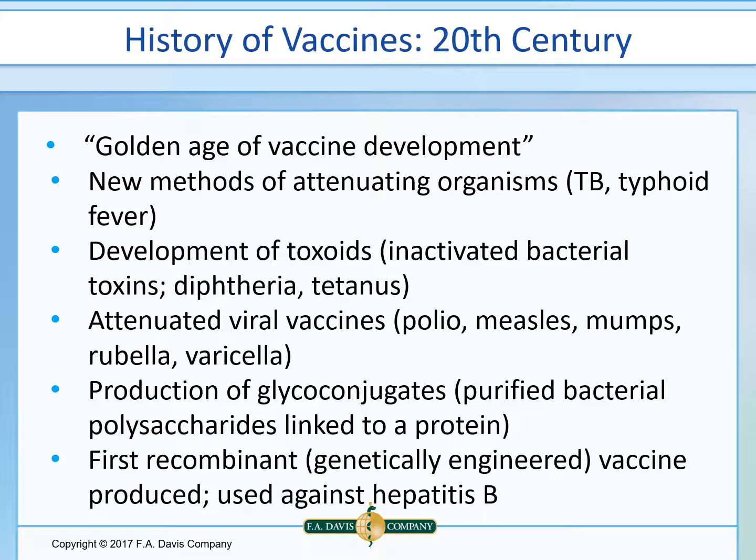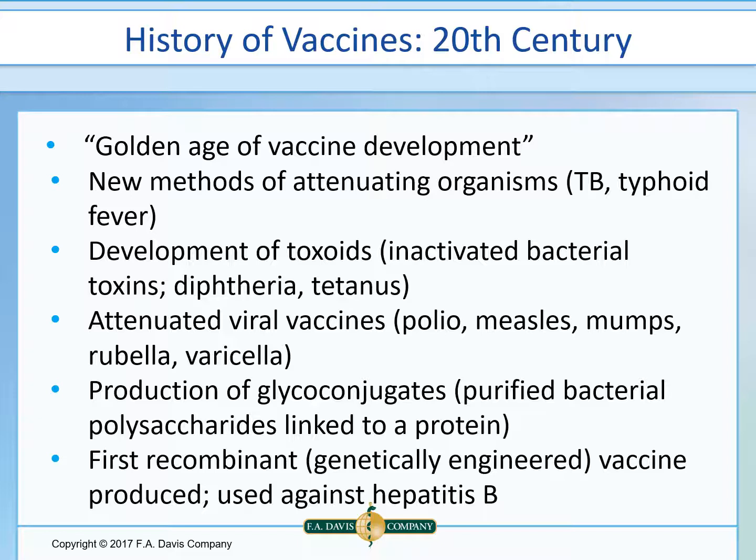Development of toxoids, in which bacterial toxins are inactivated, were used to develop vaccines against diphtheria and tetanus. Attenuated viral vaccines include those developed for polio, measles, mumps, rubella, and varicella.